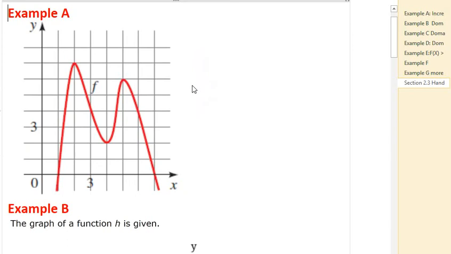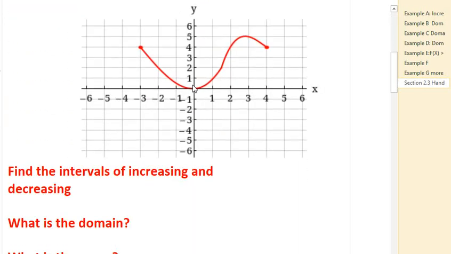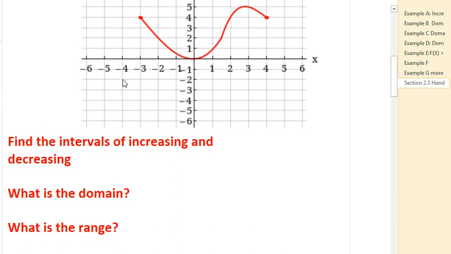Section 2.3, we talked about domain and range. We talked about increasing and decreasing. Remember, increasing and decreasing are going to be intervals along the x-axis.